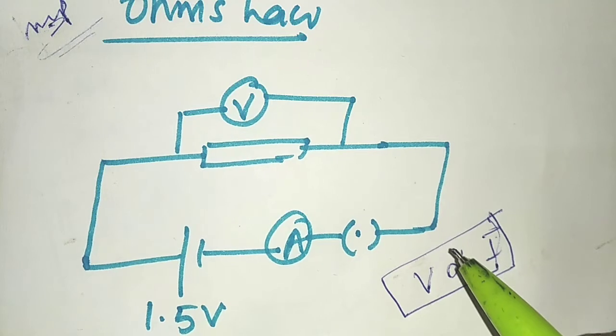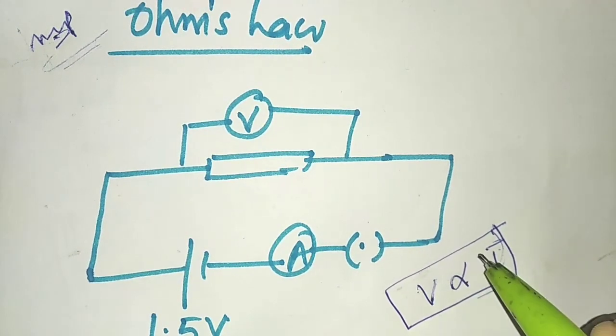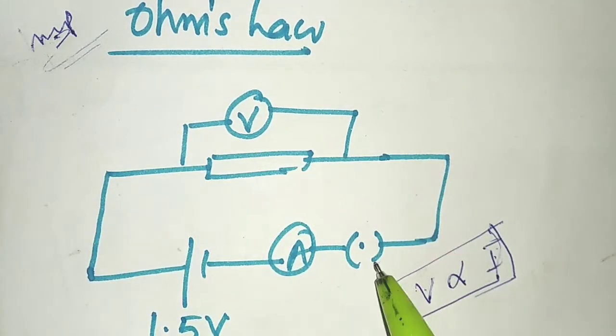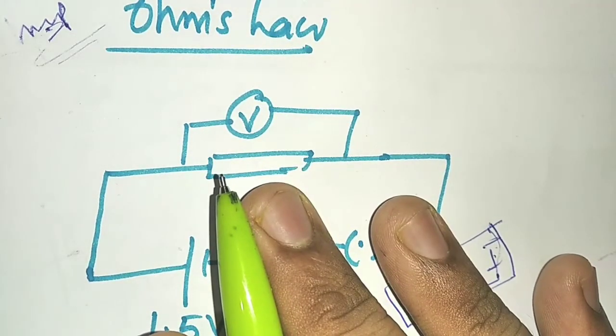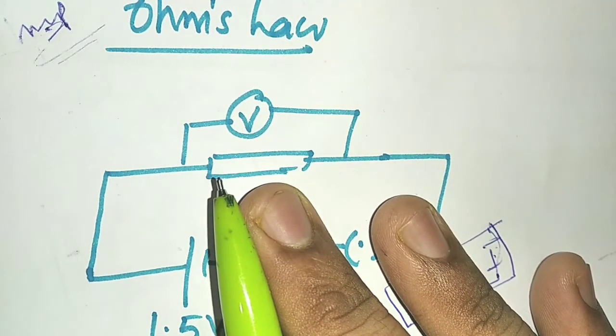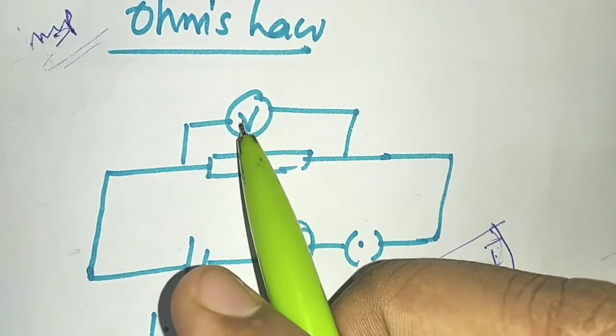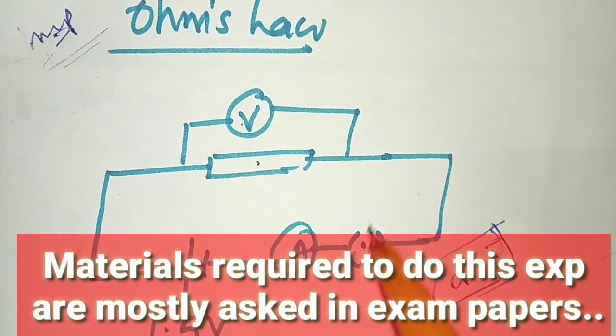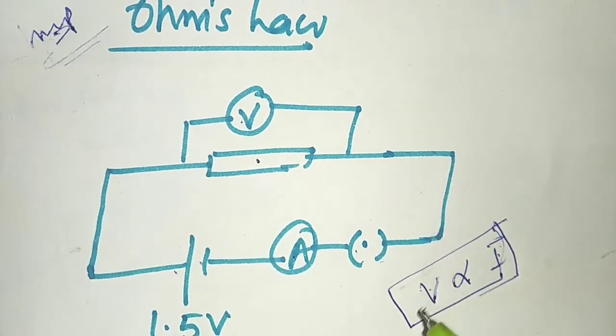Now, how is the potential difference directly proportional to the current? We need to understand this, students. To understand this concept, we need to do an experiment. To do this experiment, we need to take an iron spoke. The materials required are an iron spoke, voltmeter, ammeter, 1.5 volt battery, key, and some copper wires.